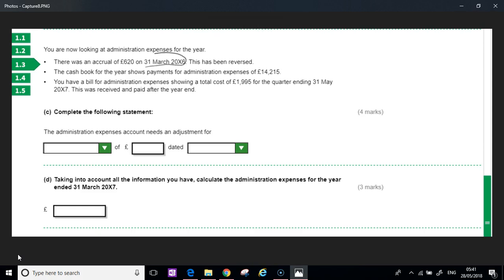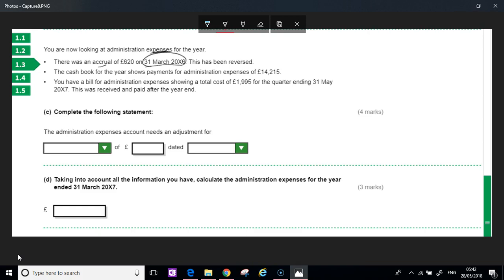Know what the year end is. So that's the year end. Okay, so it says there was an accrual. You were owing. That's what this is. Well, when I say you were owing, we're talking about expenses now. Just really read the question. You're looking at administrative expenses, and I'll do it both ways, so you can really see what's happening.